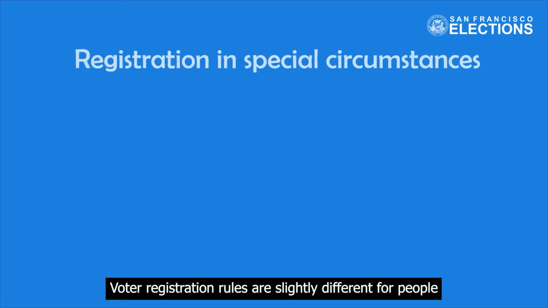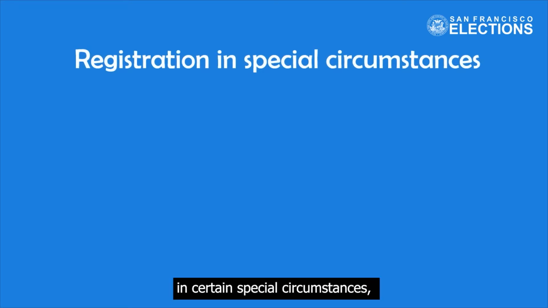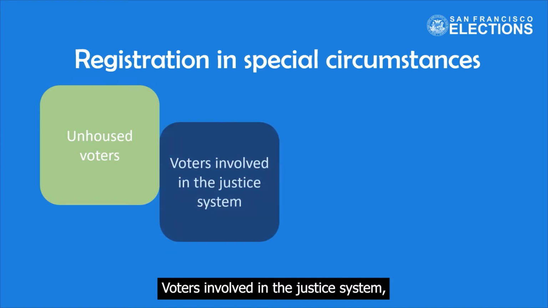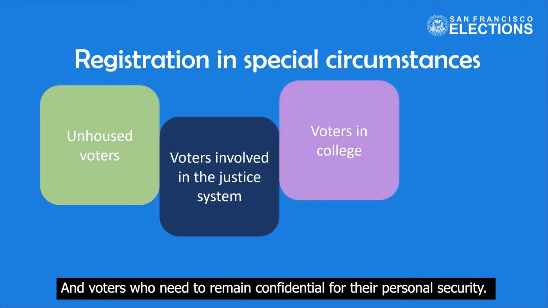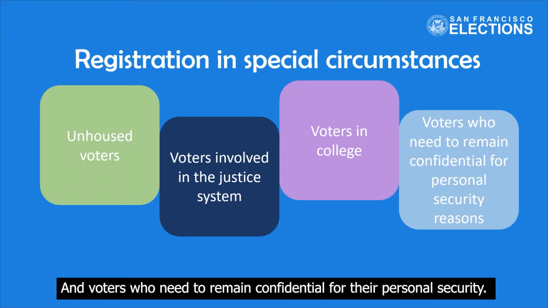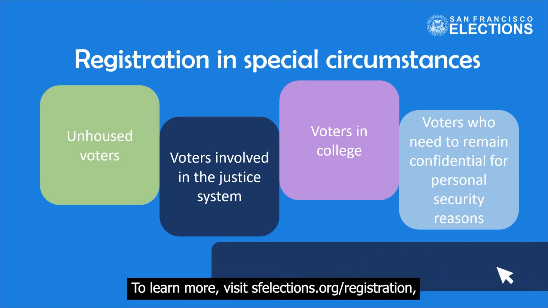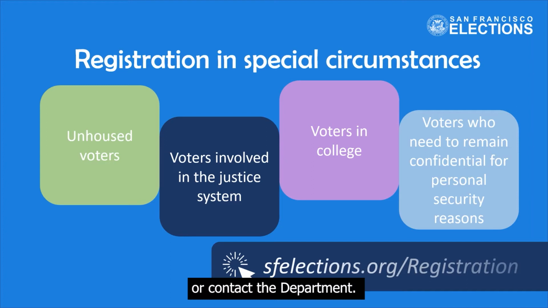Voter registration rules are slightly different for people in certain special circumstances, including unhoused voters, voters involved in the justice system, voters in college, and voters who need to remain confidential for their personal security. In this presentation, we will go over some information pertinent to such voters. To learn more, visit sfelections.org/registration or contact the department.